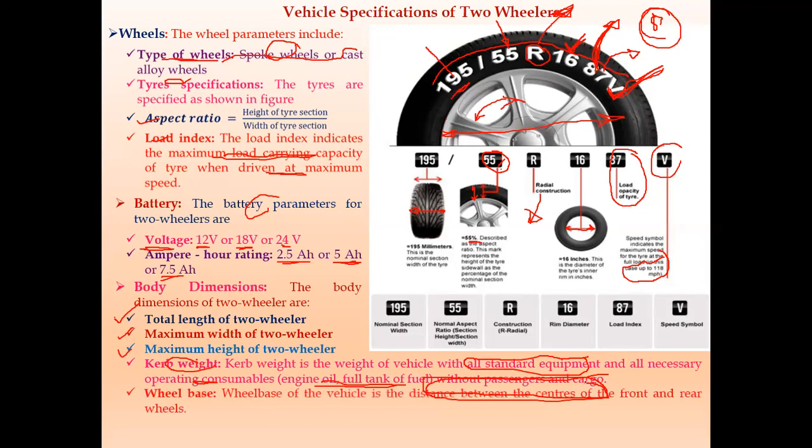Next one is the wheelbase. Now, what is meant by wheelbase? Wheelbase of the vehicle is nothing but the distance between the center of the front axle and the rear axle. So we have the front axle here and the rear axle here, and the distance between these two axles is called the wheelbase.